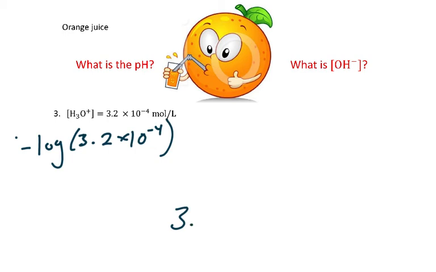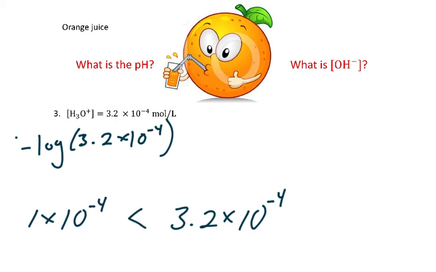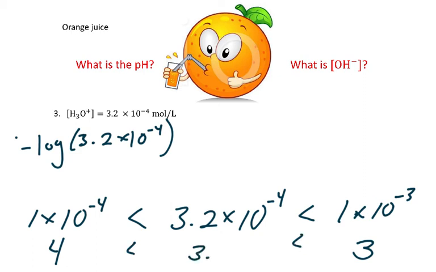Where does 3.2 times 10 to the negative 4 fall relative to 1 times 10 to the negative 4? Well, it's bigger, right? But it's smaller than 1 times 10 to the negative 3. So it's somewhere in between. And remember, this pH was 3, and this pH was 4. So we should expect to get a 3 point something pH, somewhere between 3 and 4. And indeed, it's 3.5.